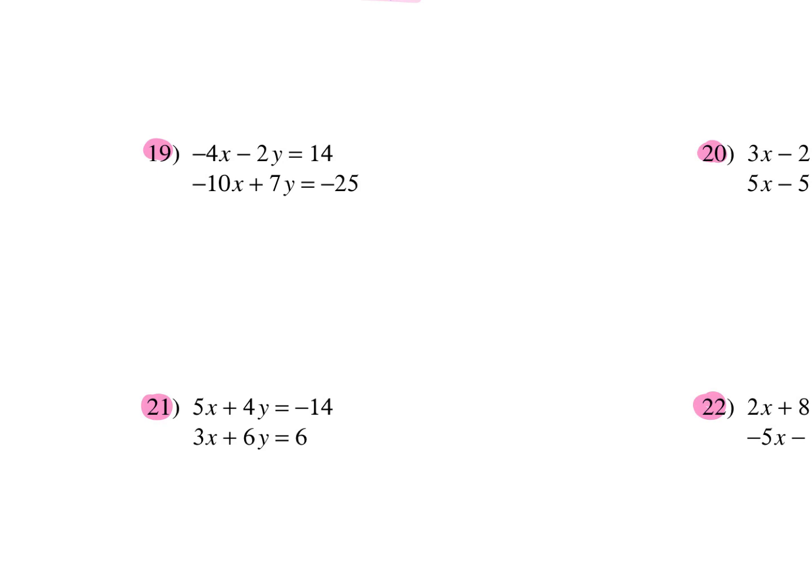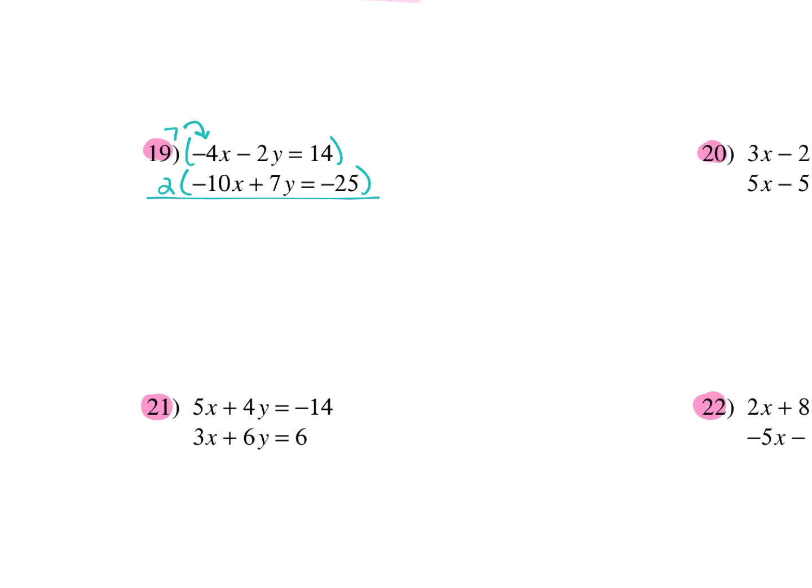Would you rather work with a 20 or a 14? 14. Okay, so your y values have opposite signs, which is one good thing. You don't have to worry about multiplying a negative by anything. In order to make the negative 2 a negative 14, what would we multiply the top equation by? 7. In order to make the 7y a 14y, what would we multiply the bottom equation by? 2. So we're just multiplying both of these equations by these numbers.